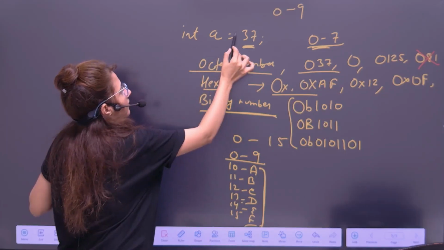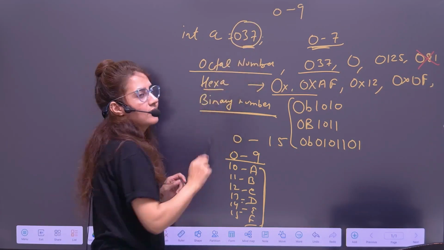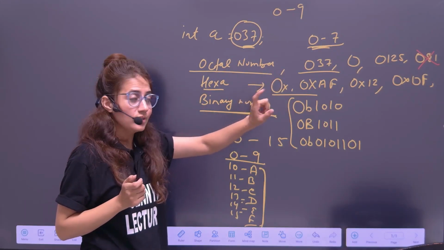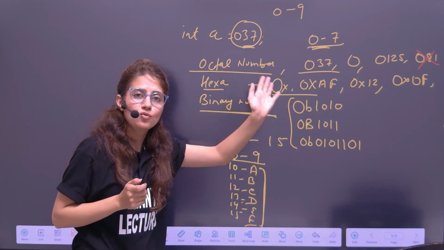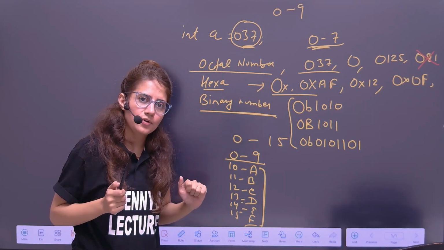So I can write here, if you write 0 7, then this is an octal number. When you print this octal number, you will not get 37 as the output. This octal number would be converted into decimal. Then that output will be given to you.